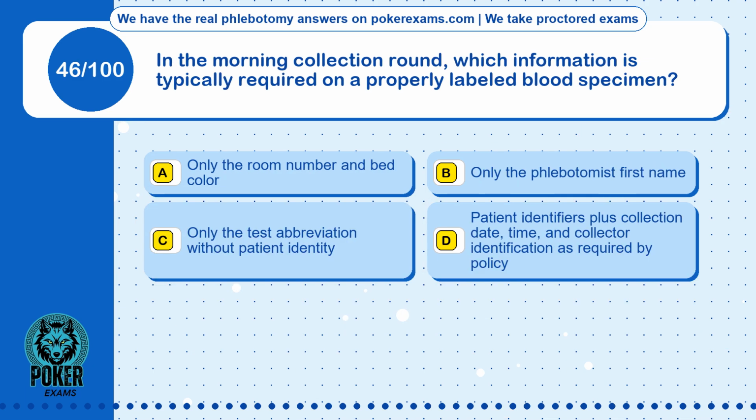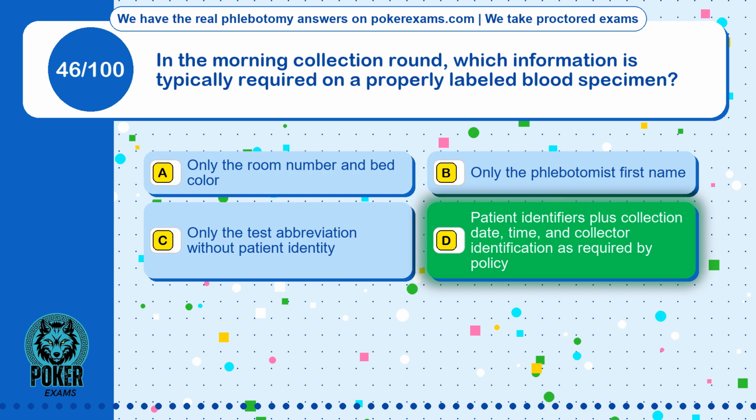Question 46. In the morning collection round, which information is typically required on a properly labeled blood specimen? Option A. Only the room number and bed color. Option B. Only the phlebotomist first name. Option C. Only the test abbreviation without patient identity. Option D. Patient identifiers plus collection date, time, and collector identification as required by policy.